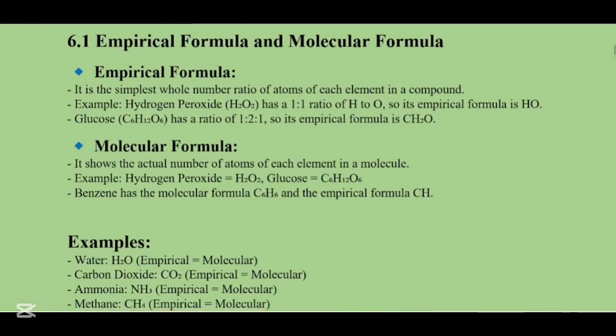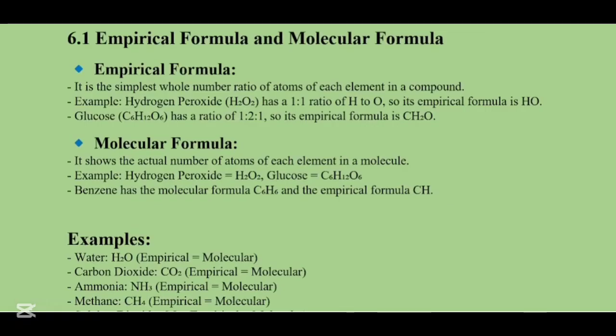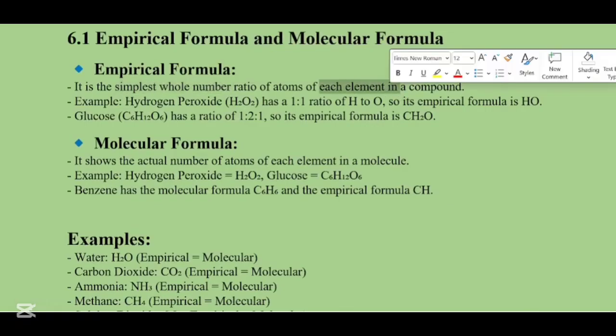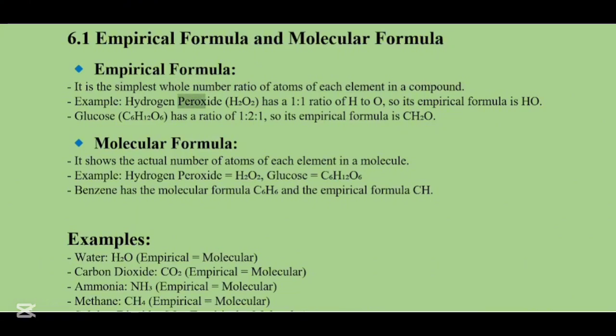Now let's talk about the empirical formula and the molecular formula. The empirical formula is the simplest whole number ratio of atoms of each element in a compound. For example, we have hydrogen peroxide, H2O2. If you want to find the empirical formula of H2O2, it will be 1:1. Why? Because if you divide 2 by 2 for hydrogen and 2 by 2 for oxygen, the result will always be 1:1. So the empirical formula will be HO, or 1:1.